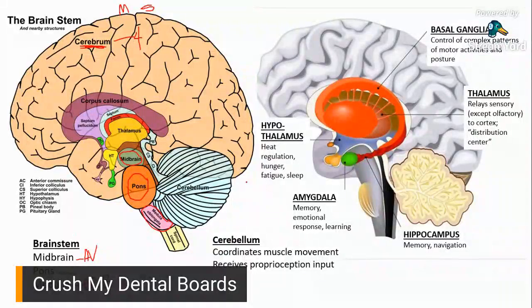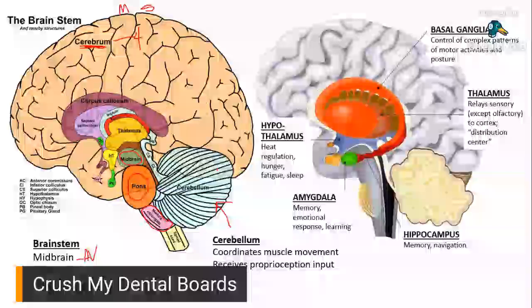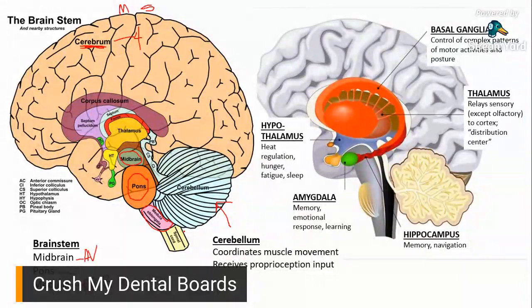Now, the cerebellum is located posterior to your brainstem right here. This is your cerebellum. They call the cerebellum your mini brain. This is your big brain, your cerebrum, and the cerebellum would be the mini version. The cerebellum is responsible for coordinating muscle movement.